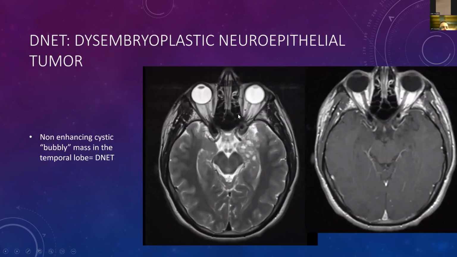And then the DNET, or dysembryoplastic neuroepithelial tumor, that's a non-enhancing cystic bubbly mass in the temporal lobe. So you'll see that in the same location for which HSV has a predilection, and we see that cortical loss and that enlargement. These are usually treated by resection.